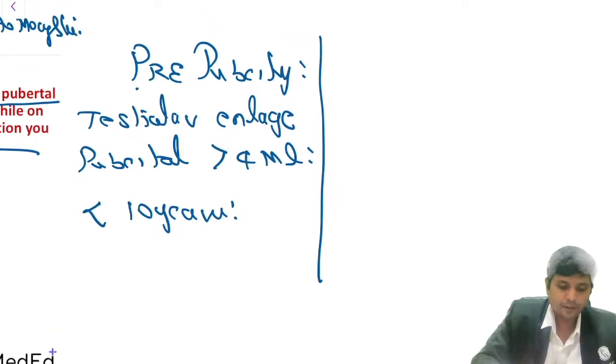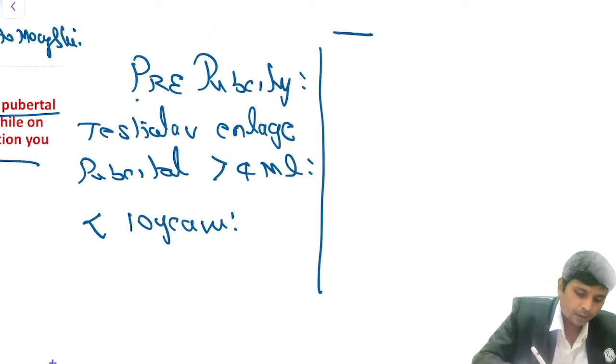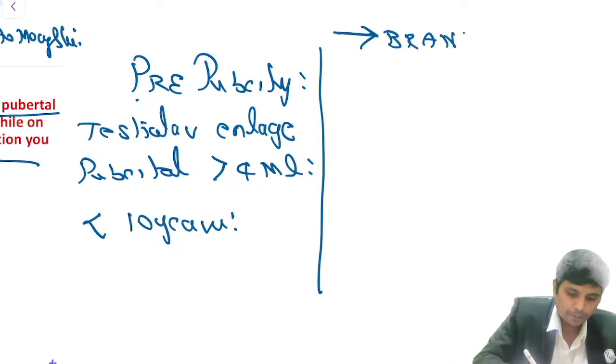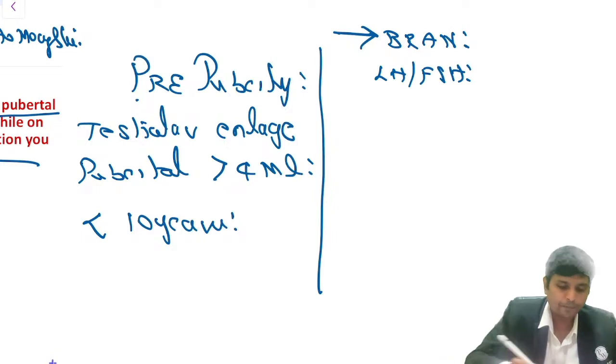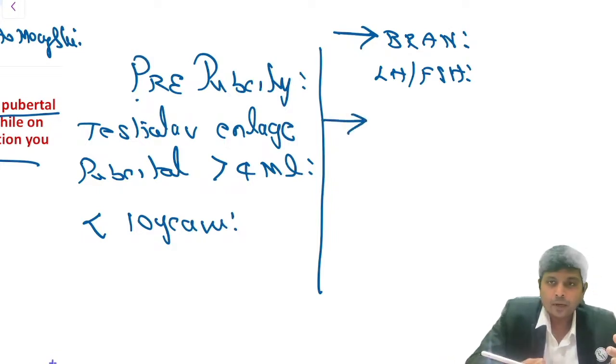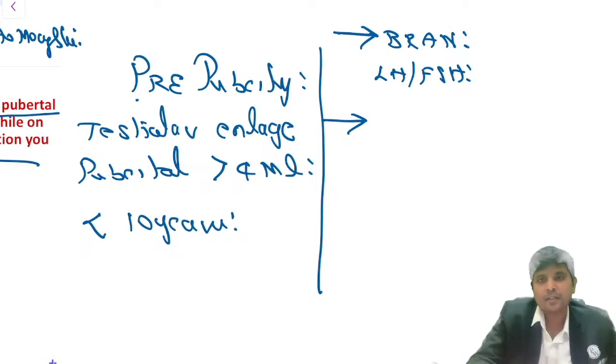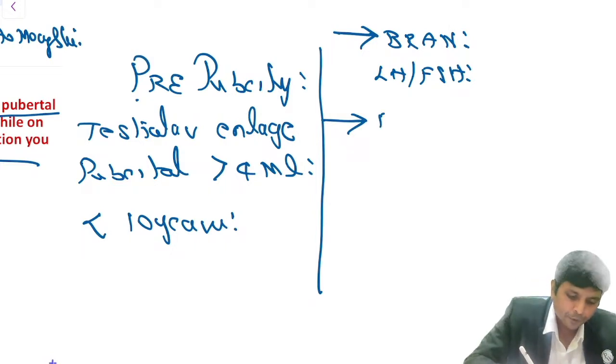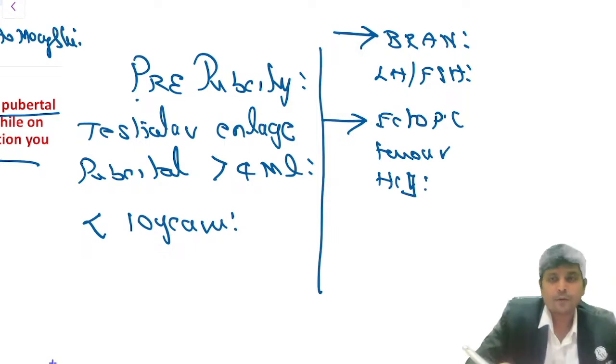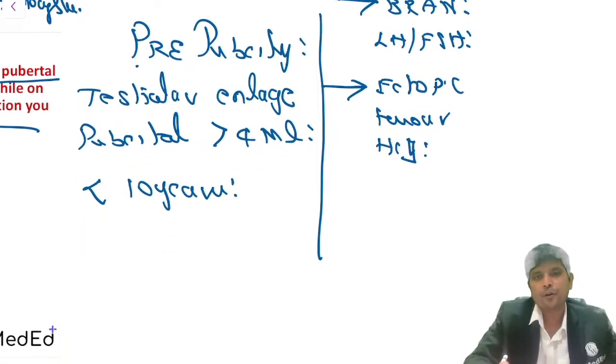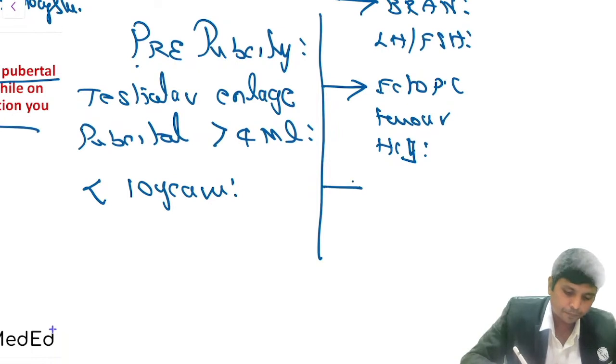What are all the causes for precocious puberty? The causes are like this. One is brain. Your pituitary can produce excess LH or FSH gonadotropins. Second, LH and FSH like substances can be secreted by ectopic tumors, or HCG secreting tumors. What Yuvraj Singh had is this ectopic HCG secreting tumor.